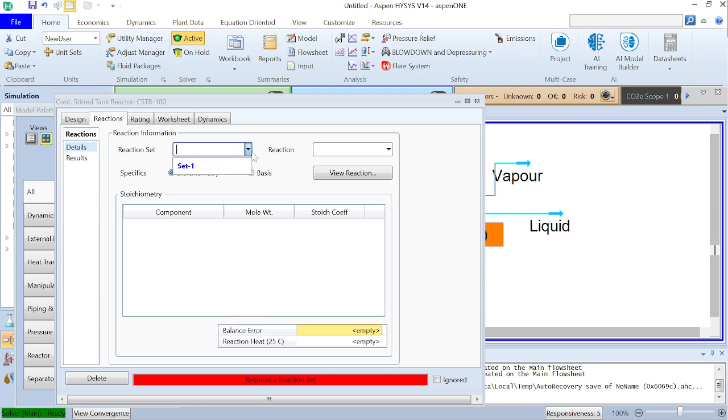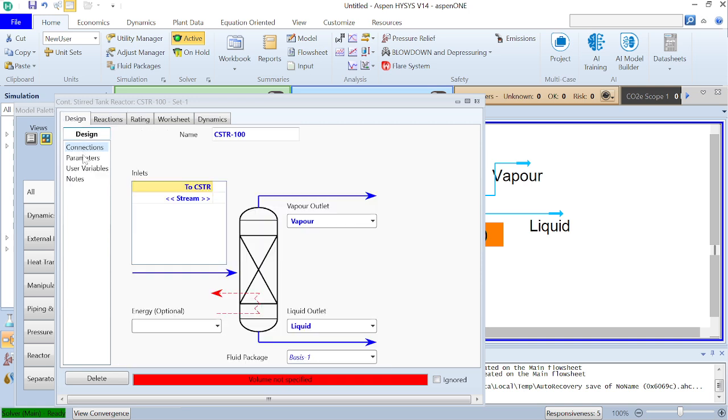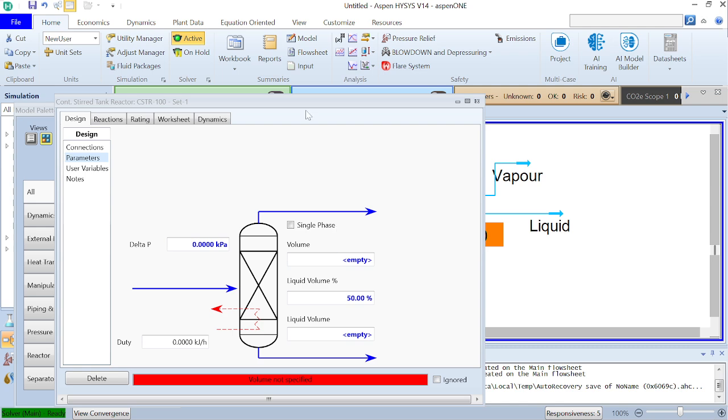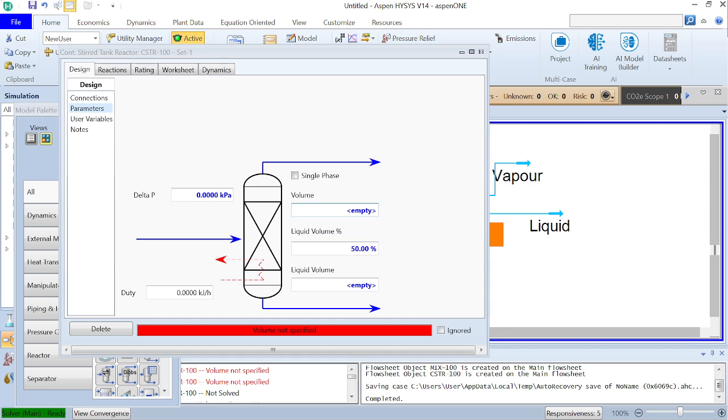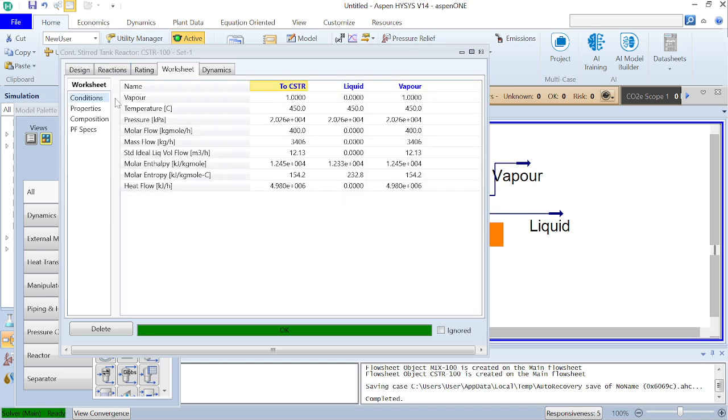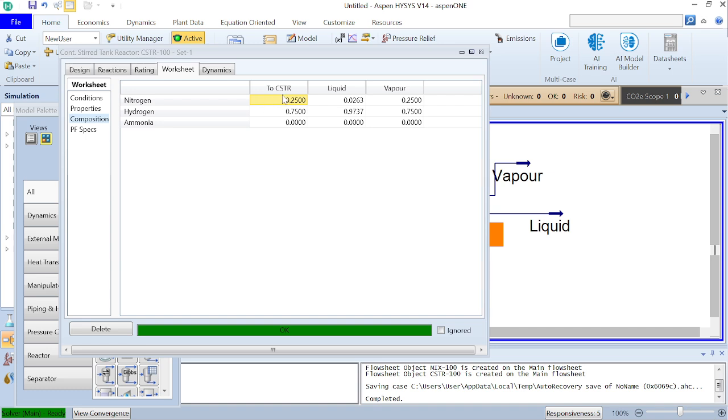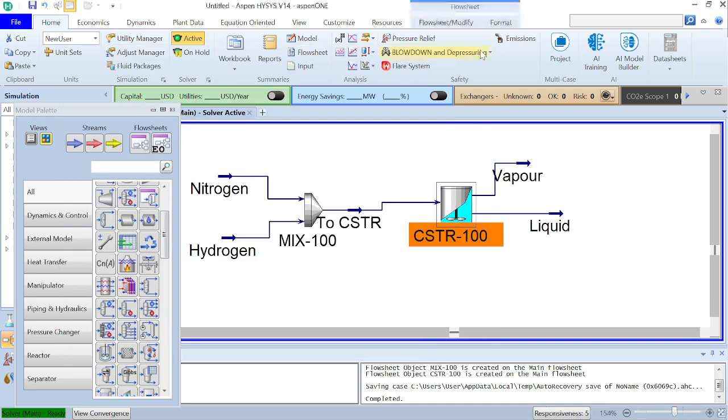Alright, so we select our reaction. Right, the volume is not specified. We go down to parameters, and under volume, the volume of our reactor, let's say it's going to be 3 cubic meter, and then from here we can check our results and confirm if we have a conversion. Alright, so there is no conversion here. We still have nitrogen and hydrogen the way it is. Ammonia is not being produced. So what do we do?